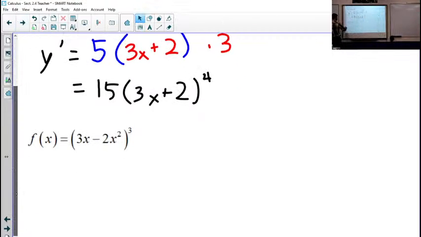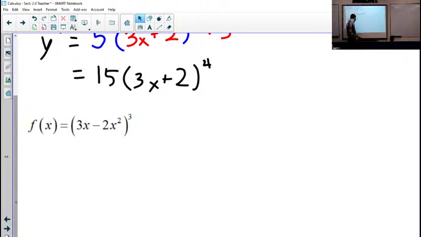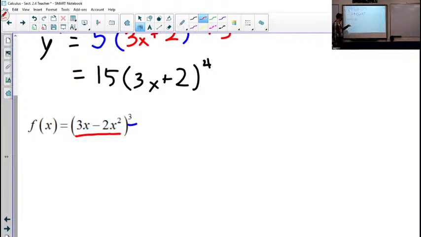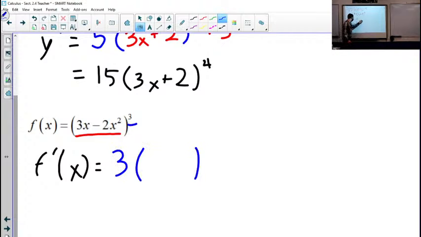Next. Once again, our outermost function is cubing this time. Our innermost function inside the parentheses is 3x minus 2x squared. So f prime of x. We'll start with our outermost derivative. Our outside derivative is going to be cubed. Derivative of cubed is 3 times the thing squared. That's our outside derivative of the inside function, which is 3x minus 2x squared.